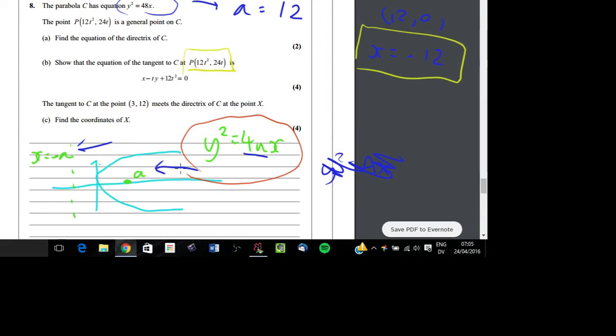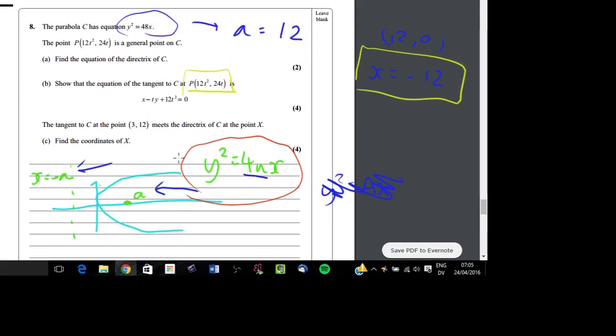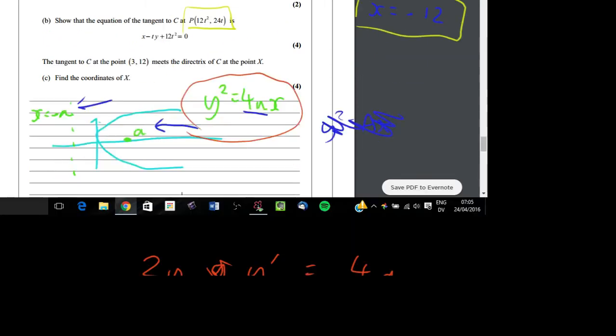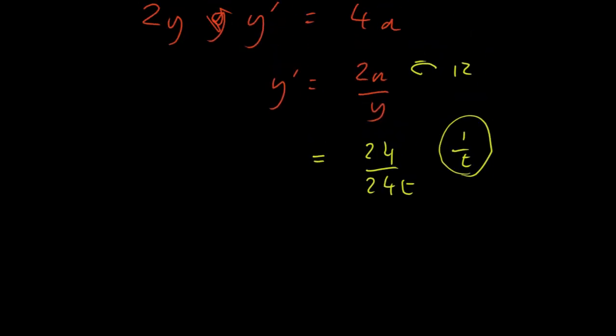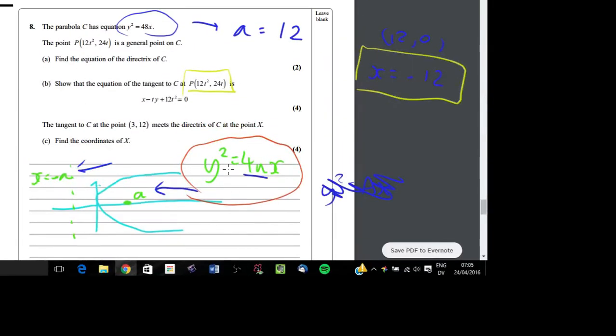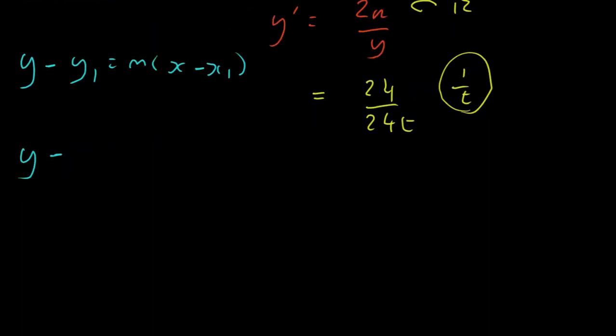Okay, so if that's my gradient and I have P as a point, it depends what you do. I have this equation: y minus y1 equals m times (x minus x1). Seen that equation before? You can get straight line equations pretty easily from that. y1 and x1 are your points. So in this case, what was it? Was that 24t for y? Yep, 24t for y and 12t squared for x.